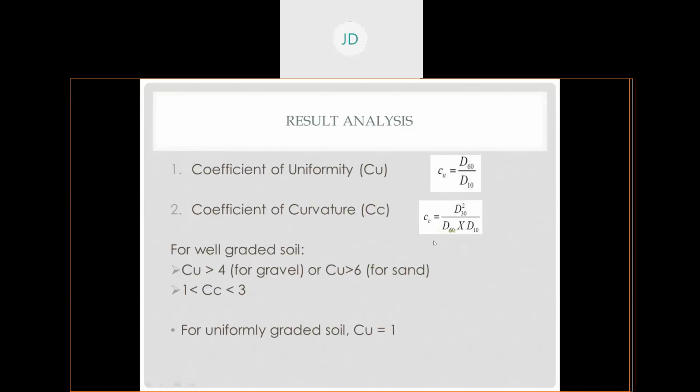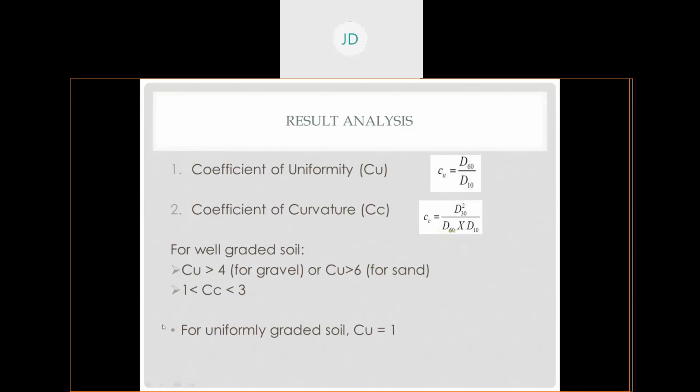This formula is also very important in some competitive exams. Sometimes they ask about this formula. So always remember what is Cu and what is Cc. Just remember, for well graded soil, Cu must be greater than 4 for gravel and greater than 6 for sand, and Cc must be between 1 and 3. If one of the conditions is not satisfied, we can say the soil is poorly graded soil.